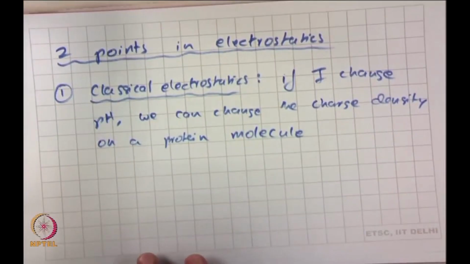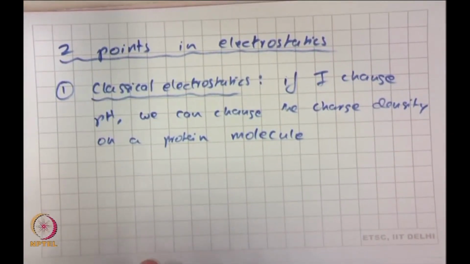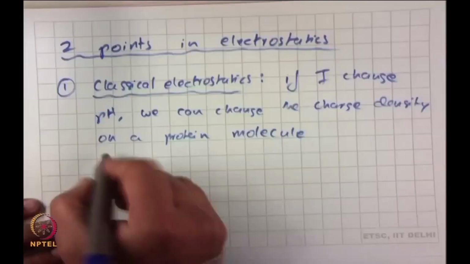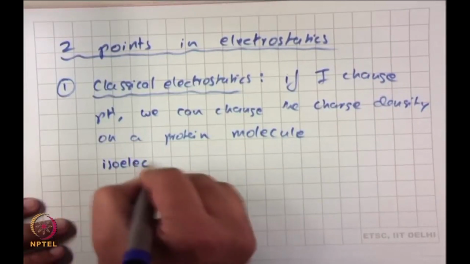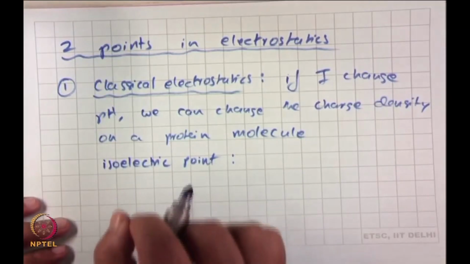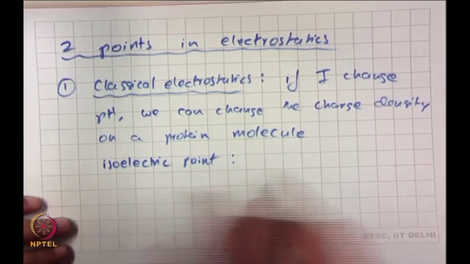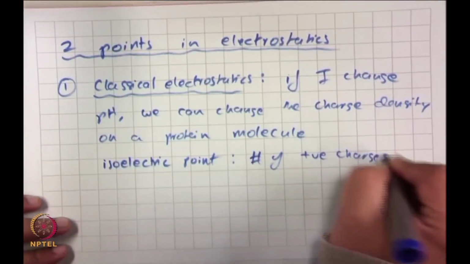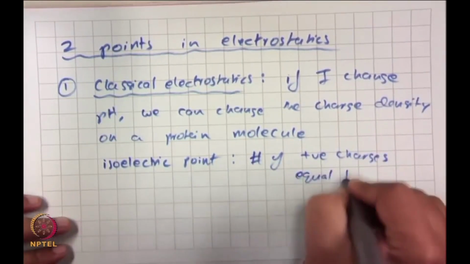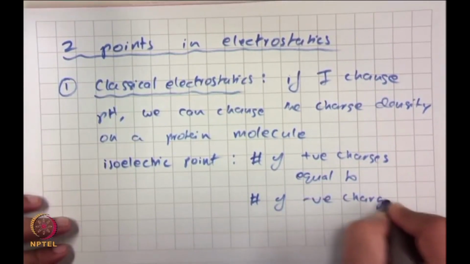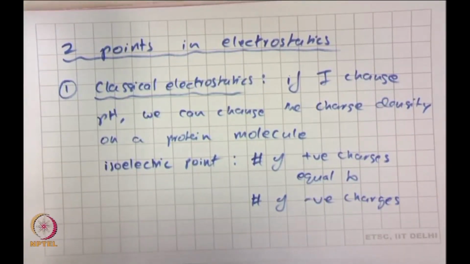So, what do I mean by that? Have you heard about this term called the isoelectric point? At an isoelectric point, what happens? Neutral means the number of positive charges is equal to the number of negative charges. Now, why is this isoelectric point so important?